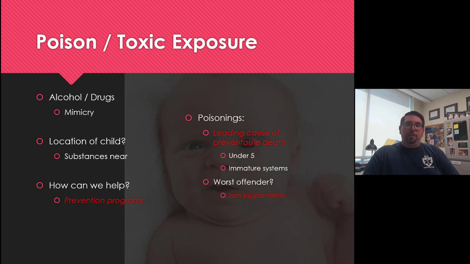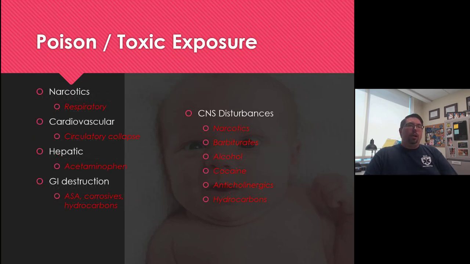Poisoning, again, is the leading cause of preventable death in kids under 5, and that's because they don't have mature body systems. And believe it or not, the worst one that kids often will take is iron supplements, which can really just destroy their liver. Other things you may see are narcotics affecting the respiratory system, cardiovascular medications causing cardiovascular collapse, hepatic effects on the liver, mostly from acetaminophen or Tylenol, and then GI issues from aspirin, corrosives, and hydrocarbons. Central nervous system disturbances can be caused by narcotics, barbiturates, alcohol, cocaine, anticholinergics, and hydrocarbons as well. So again, a very large gamut of things that they can be exposed to.